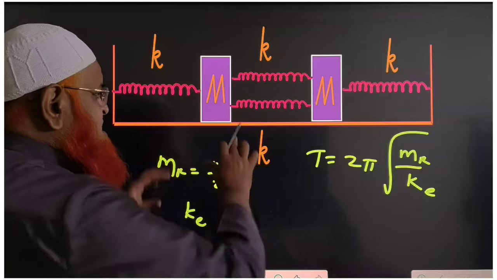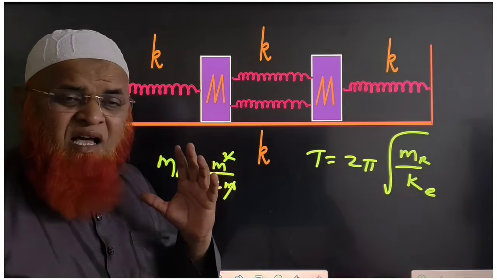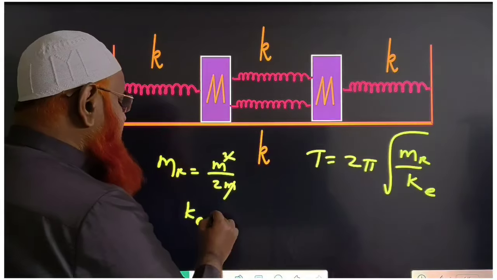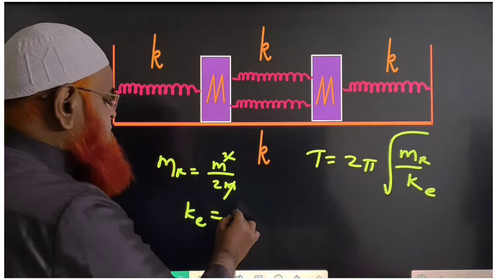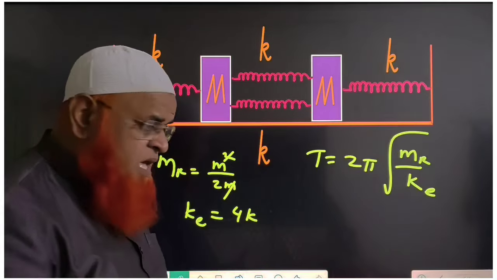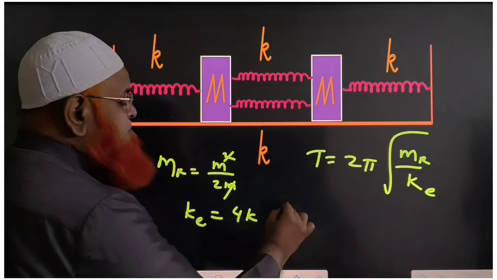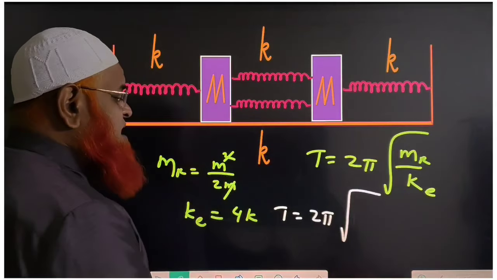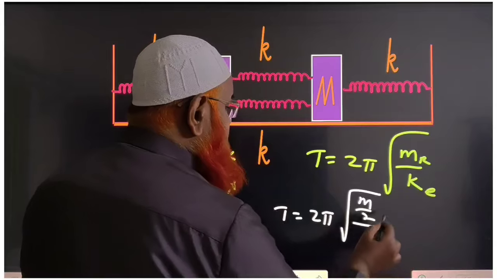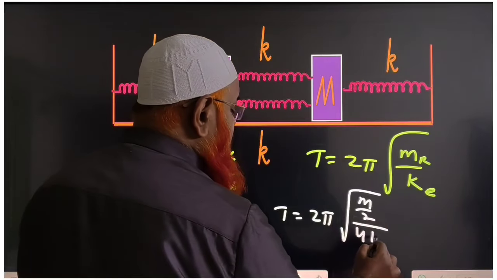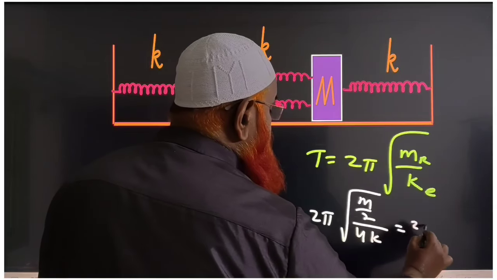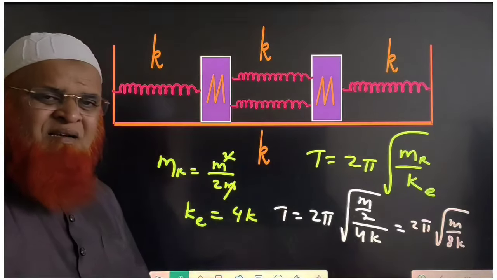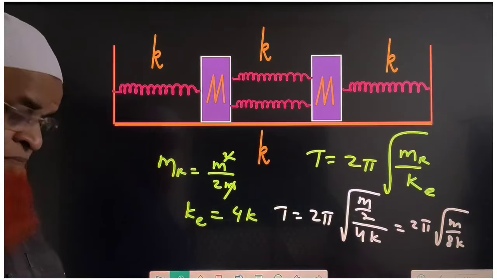What is k effective? See, this type of situation means all the four springs are in parallel. Simple shortcut: parallel means you have to add them. So four springs, if you add, it is going to become 4k. The simple solution for this is 2 pi root of reduced mass, which is m by 2, divided by k effective, which is 4k. So therefore, you write 2 pi root of m by 8k as your answer. That's it.